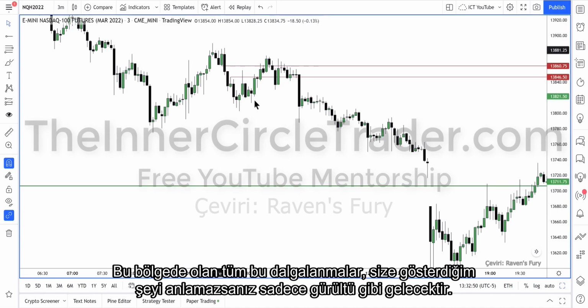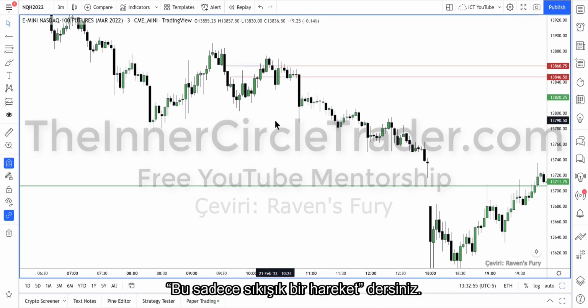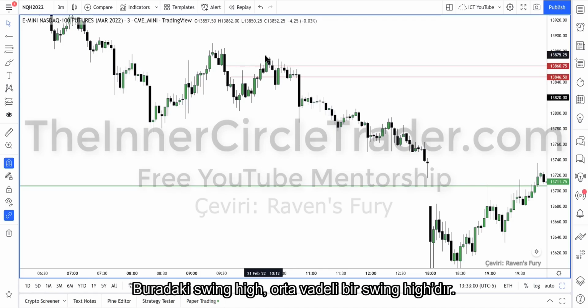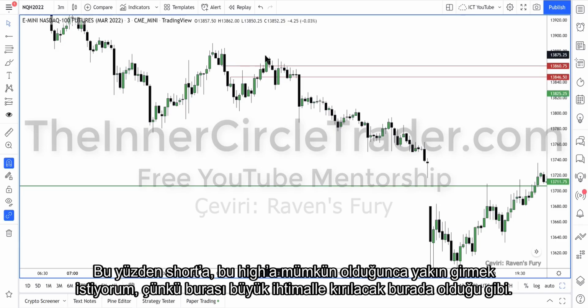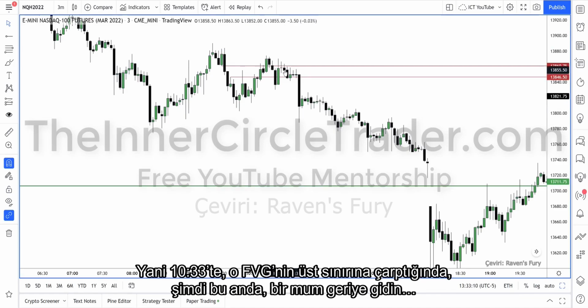So all these fluctuations in here, without understanding what I'm showing you, are going to feel like just noise. It's chop. It's not. It's actually telling you exactly what it's going to do. So the swing high here is an intermediate term swing high. So I want to be going short real close to this high because it's likely to break like it does here. So at 10:33, when it hits the upper end of that fair value gap, I have it now, at this moment, go back one candle.